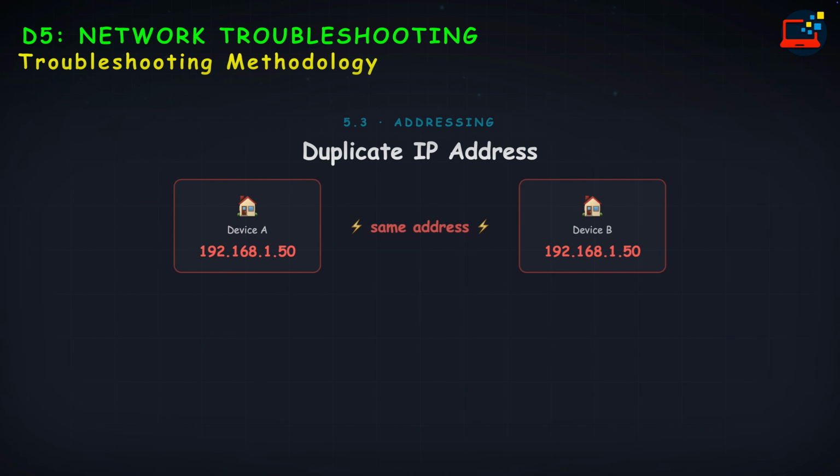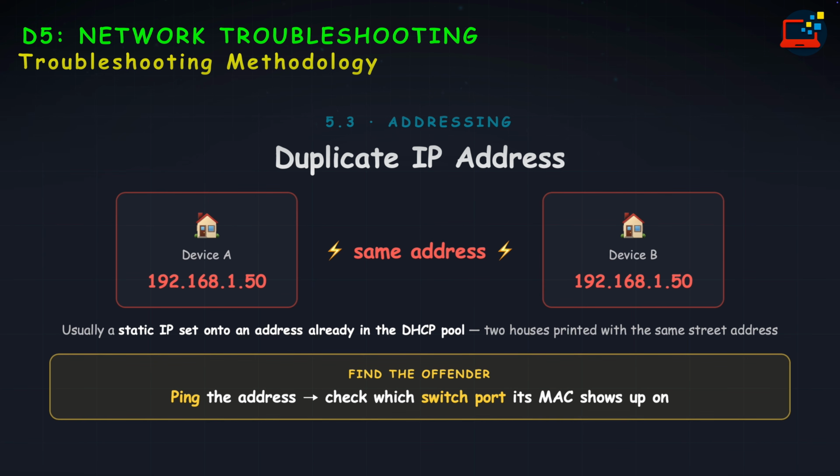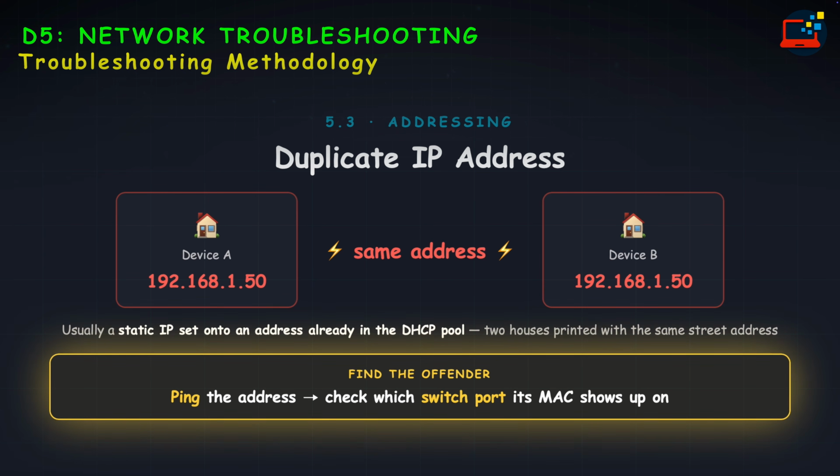And finally, a duplicate IP address, where two devices claim the same address, usually because one was statically configured onto an address already in a DHCP pool. It's two houses printed with the same street address, and the fix is to find the offender by pinging the address and checking which switch port its MAC shows up on.